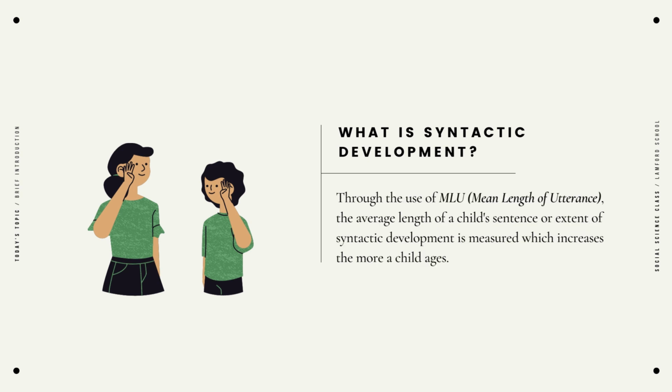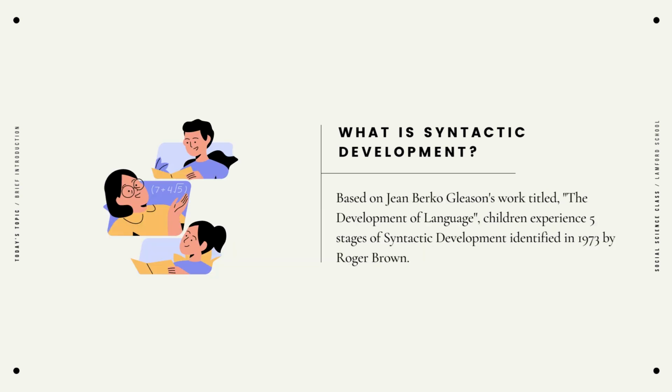Through the use of MLU, or mean length of utterance, the average length of a child's sentence or extent of syntactic development is measured, which increases the more a child grows up. Children are believed to automatically develop syntactic rules without the need of explicit instruction. So, children just learn by simply listening to the way others speak around them. Based on Jean Berko Gleason's work titled The Development of Language, there are 5 stages of syntactic development identified in 1973 by Roger Brown.